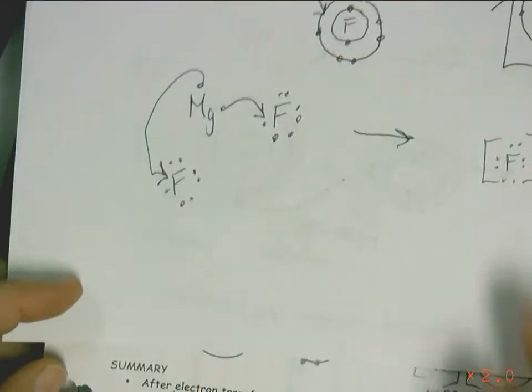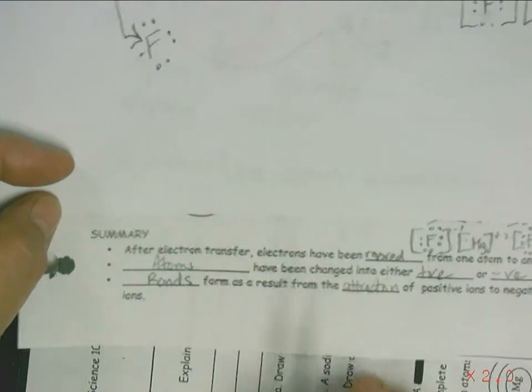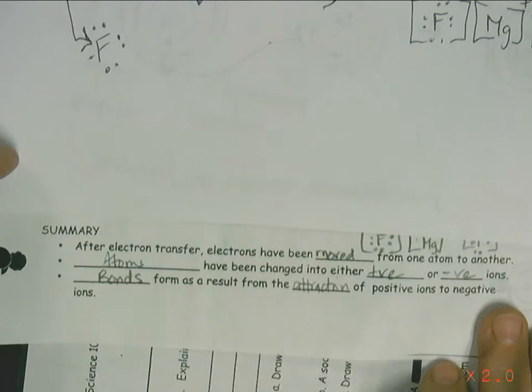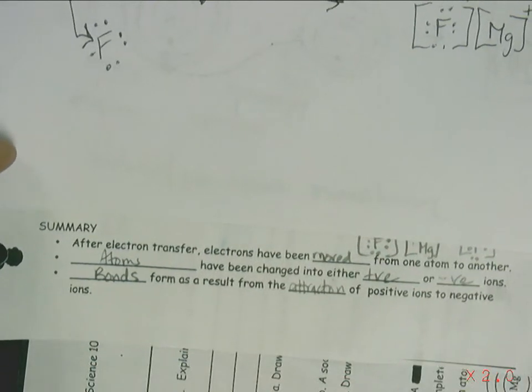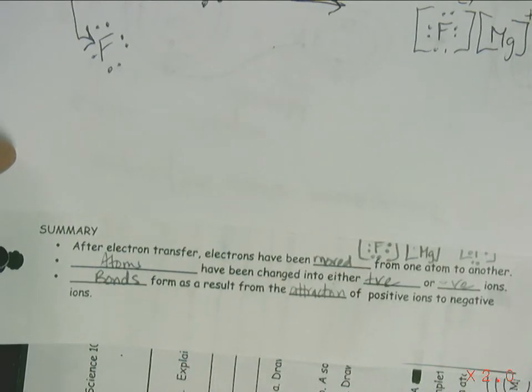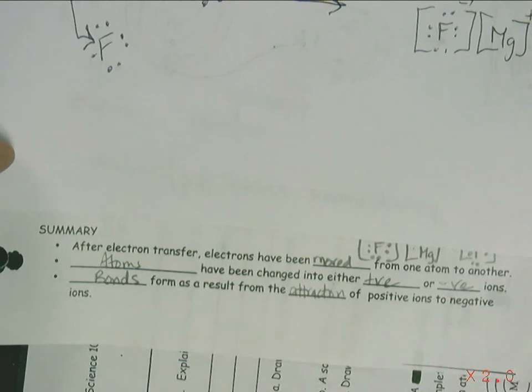So, in summary, after electrons are transferred, the electrons have been moved from one atom to the other. Atoms have been changed into either positive or negative ions, and strong bonds are formed as a result of the attraction between positive and negative ions.